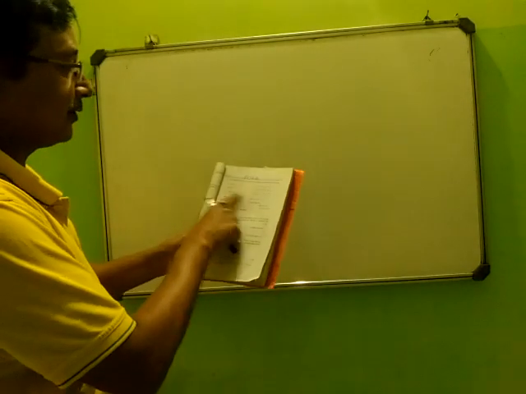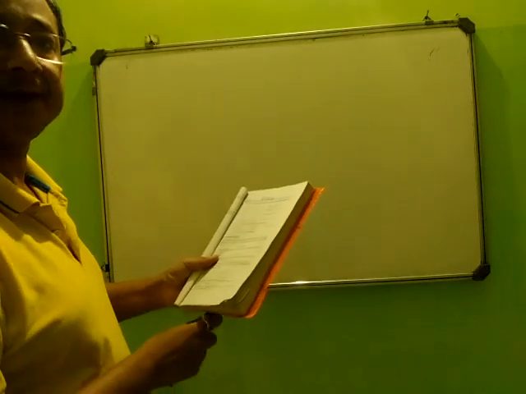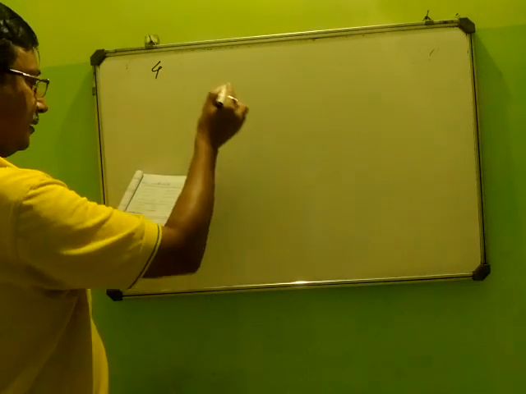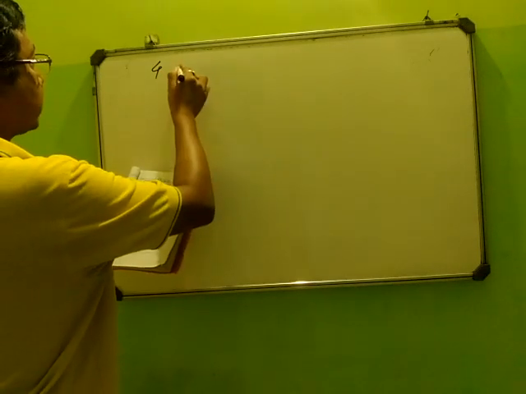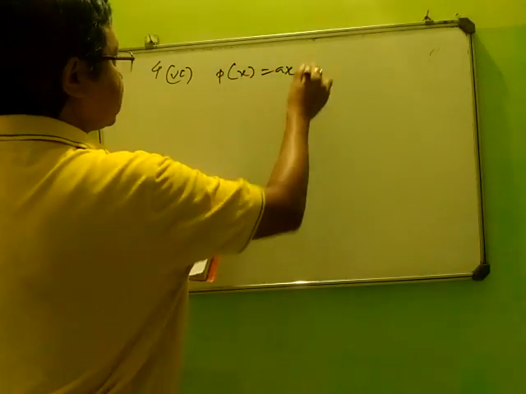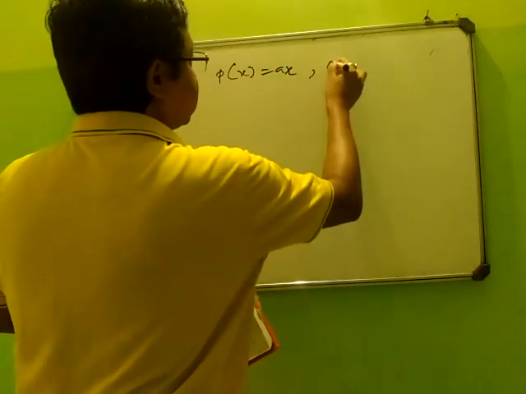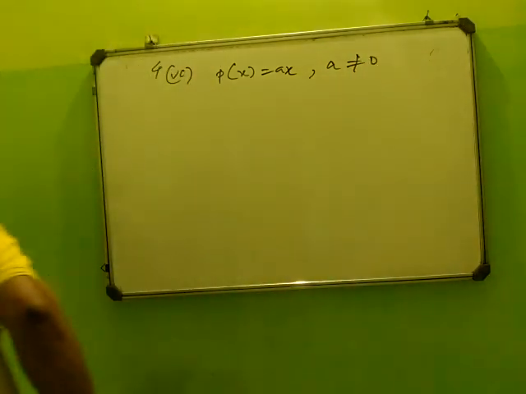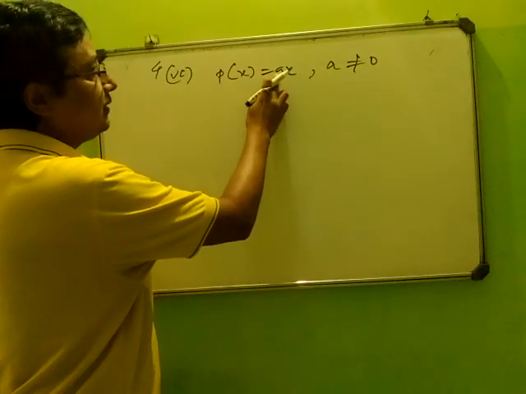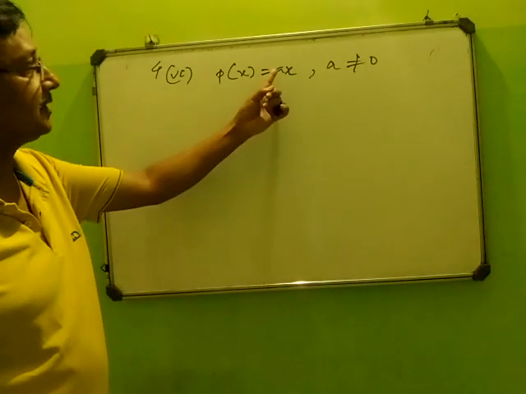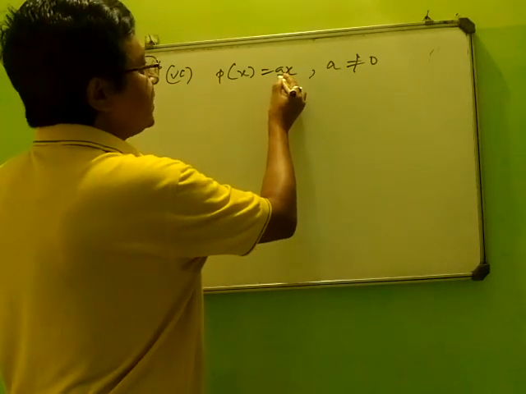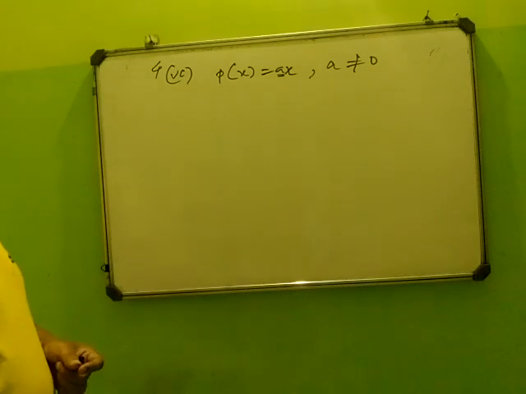So that way, you will try the remaining questions from the book. They are very simple. I'll be doing one more from the same exercise, that is number 6. Here p of x is given as ax. Now here it is given that a is not equal to 0. That means if a is 0, then there will be no polynomial, because if it is 0, you get 0. That is why you can say this is non-zero: the value of a is not 0.